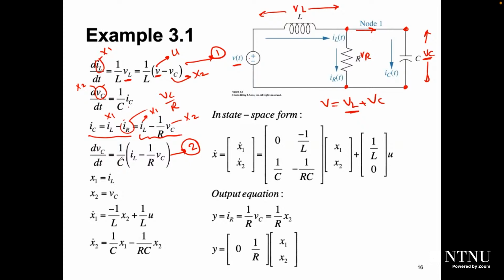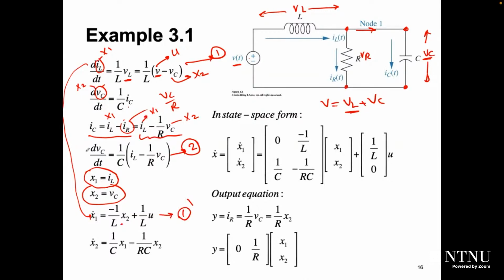So we know that the first state will be IL, so IL equal X1 and VC equal X2. So just write those two equations one more time. We will look into equation 1, which is the dIL by dt. We will call it X1 dot. So this one will be X1 dot equal, just order it: minus 1 divided by L multiplied by VC, which is X2, plus 1 divided by L multiplied by U, which is V. So this is my state equation. I will call it 1 dash.